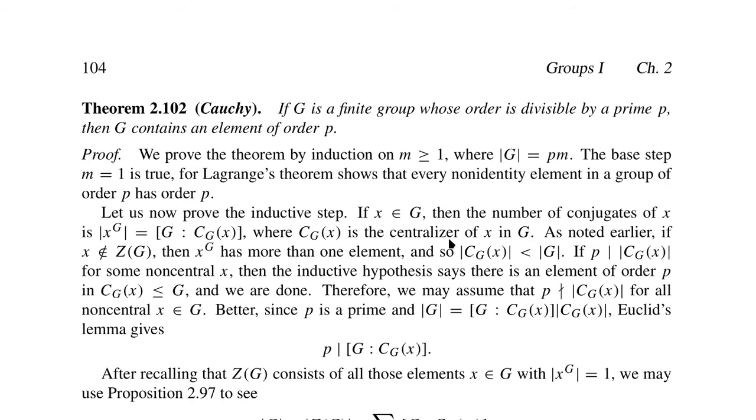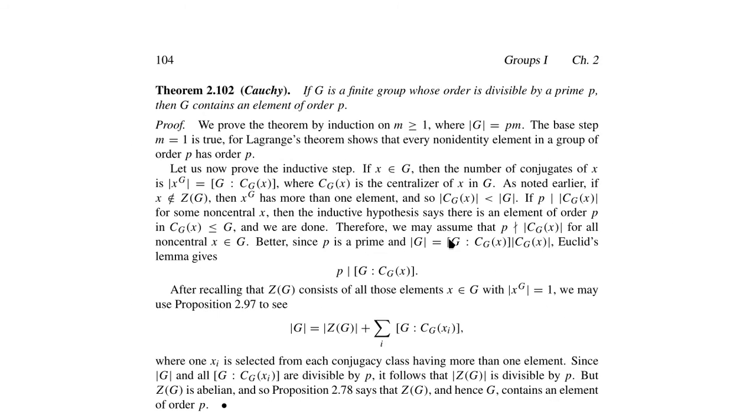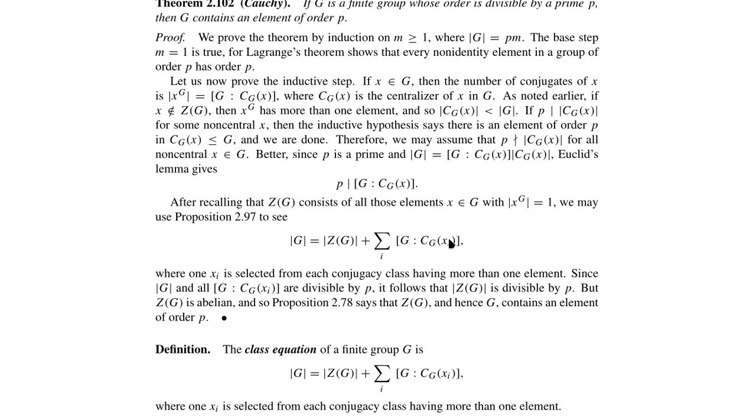So we come to the Cauchy Theorem. The Cauchy Theorem says that if you have a finite group whose order is divisible by a prime, then G must contain an element of order that prime, right? So let's look at the proof. I'm probably going to use something that we just saw.